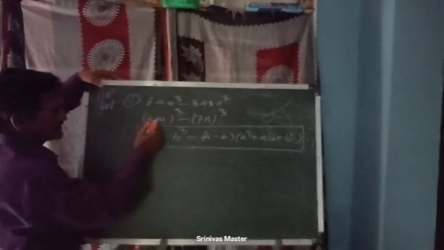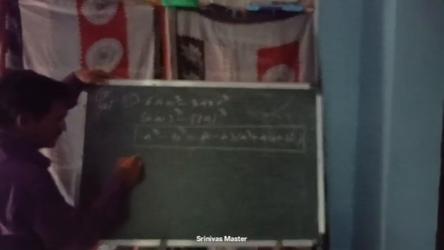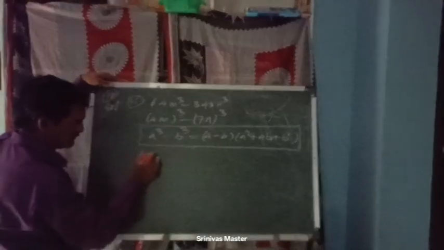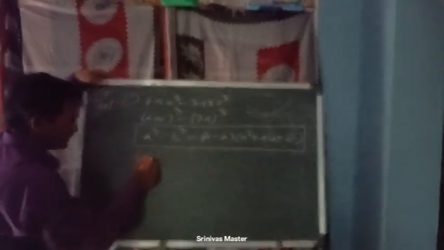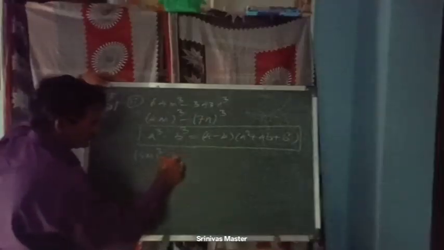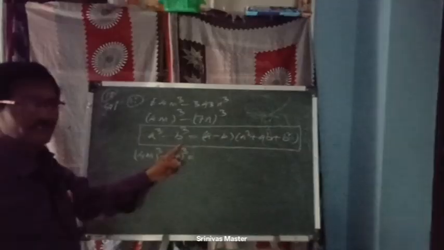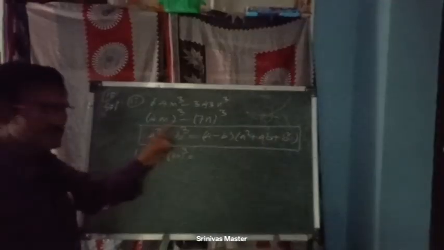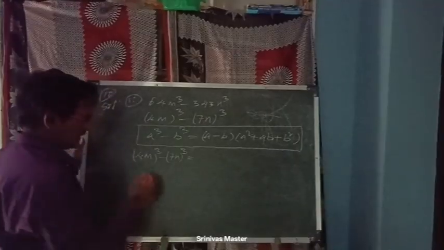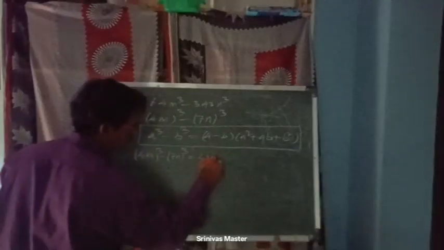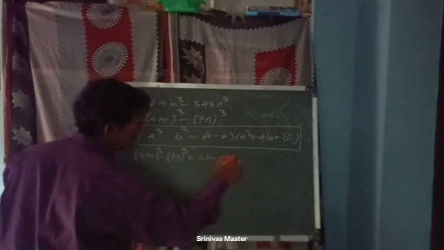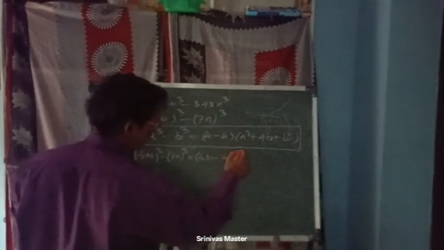Now take these values. 64m whole cube means 4m whole cube, minus b cube. What is the b value? 7n, 7n whole cube. When you compare these two terms with the formula, you know that the a place is 4m and the b place is 7n. So 4m whole cube means a cube, minus 7n whole cube means b cube. According to that, a minus b means 4m minus 7n.